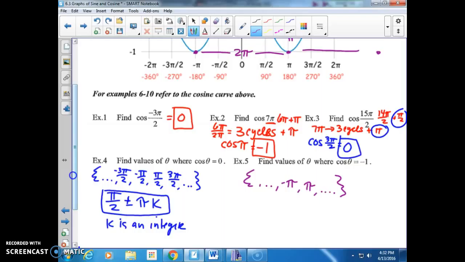Now I can say, okay, I started at pi, and then I move 2 pi every time, so plus or minus 2 pi times k. Again, k is an integer. All right, and that's the end of your notes.